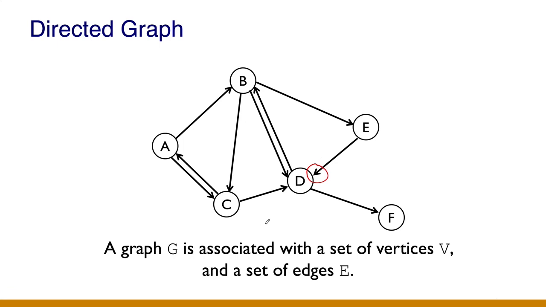So here are some of the notations. Usually we use G to represent the graph itself. And the graph usually consists of two important sets. First is the vertices, all the nodes, in other words, from A to F in this particular graph, and the set of edges that's connecting all the vertices.